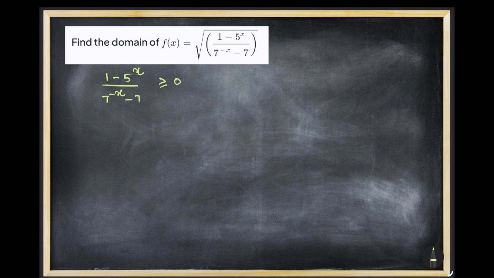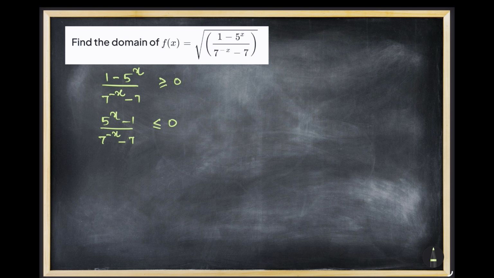Now, look at this part. First, I will multiply by minus 1 so that this thing will become positive. You know that if we multiply by a negative number, the sign of inequality will change. So it is (5^x - 1)/(7^(-x) - 7) less than or equal to 0.